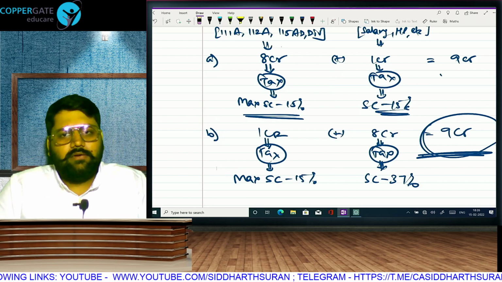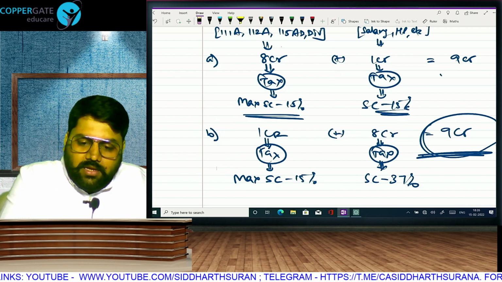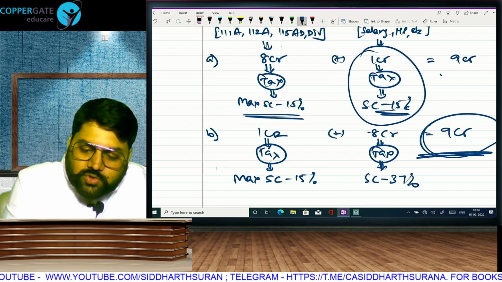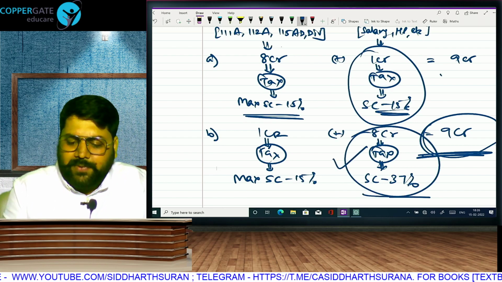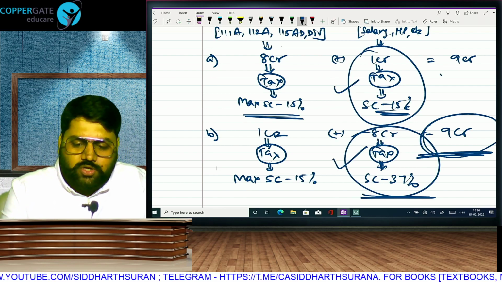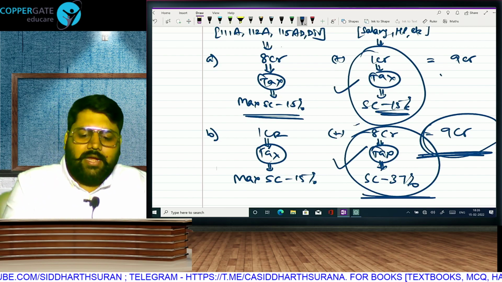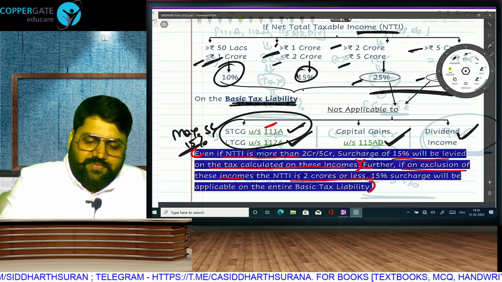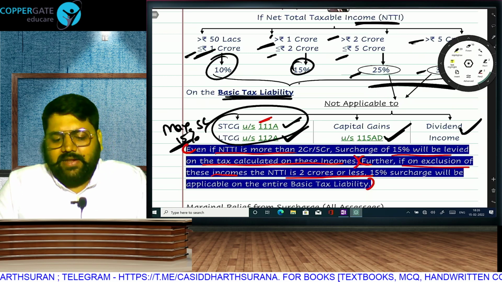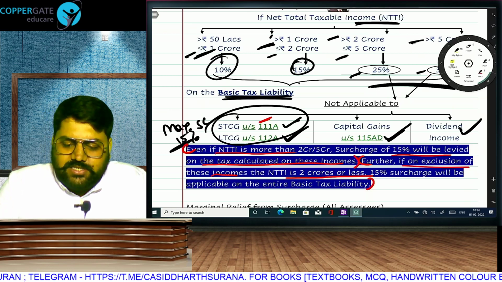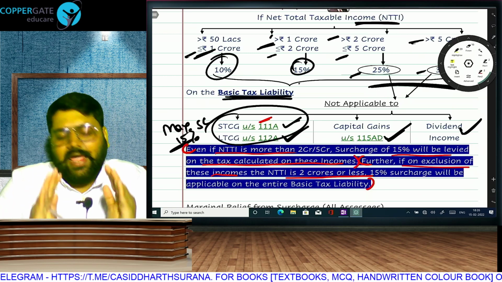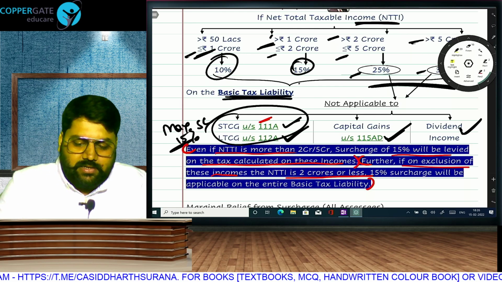Now come to this side. Check. Is it crossing 2 crore on its own or no? Here it is crossing. So apply 25, 37. Here it is not crossing. So apply 15 on everything. These are the two lines that we have written here. Even if NTTI is more than 2 crore, 5 crore, surcharge will be 15% on the tax that is calculated on these 4 incomes.